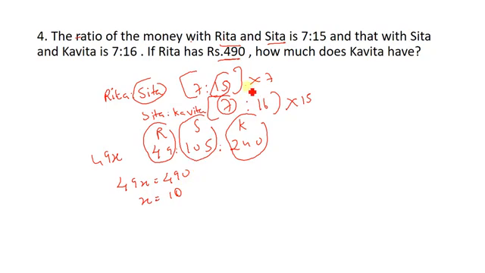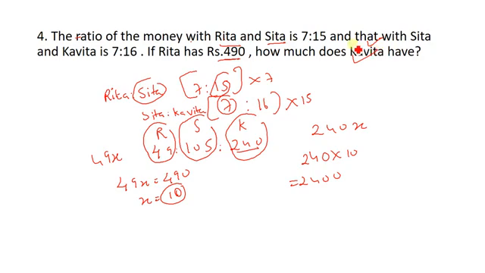Now what has been asked? It has been asked that how much does Kavita have? Now Kavita, what is the ratio of Kavita? 240, and we have taken that she has total 240x. Now from this term we are getting x as 10. So the answer will be 240 into 10, that is equal to 2400. That means Kavita has 2400.